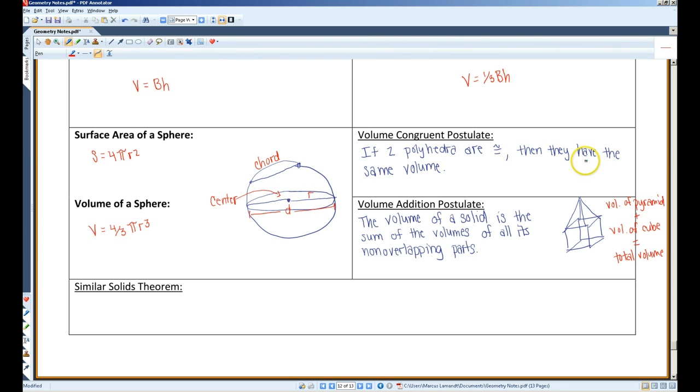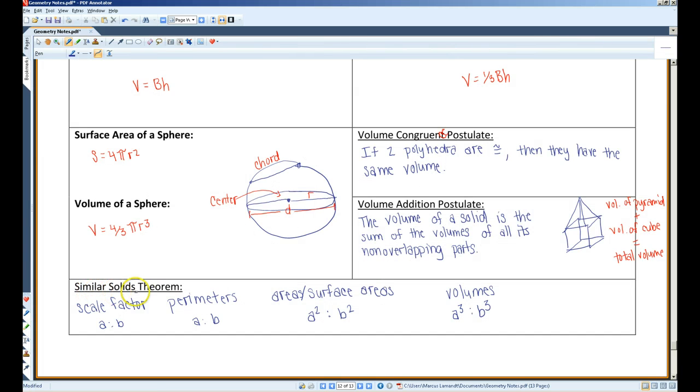The volume congruence postulate, this should say congruence, sorry about that, states that if two polyhedra are congruent, then they have the same volume. Okay? The volume addition postulate is a lot like the segment addition postulate, the angle addition postulate, all the addition postulates we've learned. The volume of a solid is the sum of the volumes of all its non-overlapping parts. So if you have something that looks like this, the total volume of the solid would be the volume of the pyramid plus the volume of the cube. And if you add those two together, you get the total volume.